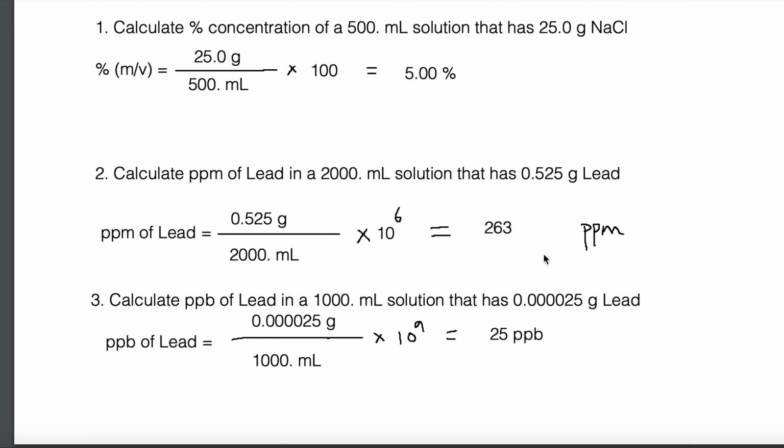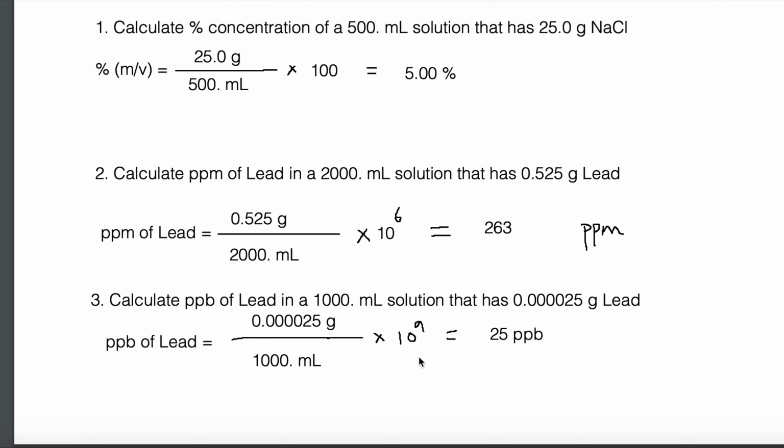Now, how about part per billion? Again, we're not supposed to have lead in water, but let's say we got a very tiny amount. Oh, that's nothing, right? 0.00025 gram of lead in 1 liter of solution. 1 liter is 1,000 milliliters. Now, if you take that, divide by 1,000, that ratio is really small. Multiply it by 10 to the 9, that's a billion.